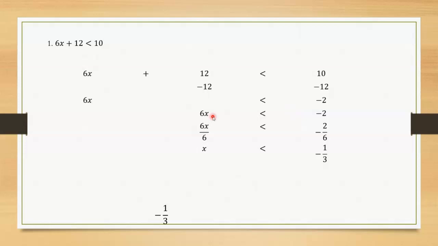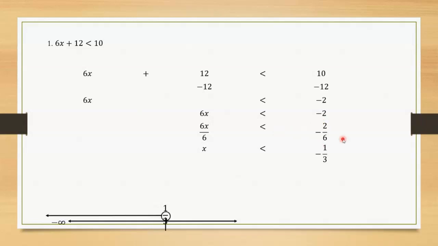So from here, we're going to divide by 6, both sides, as you can see. And on the left side, we get an x. On the right side, though, negative 2 over 6 becomes negative 1 over 3. I mean, you could leave it as negative 2 over 6 with me, because I didn't really go into reducing to lowest terms with fractions. But that's what our answer is.